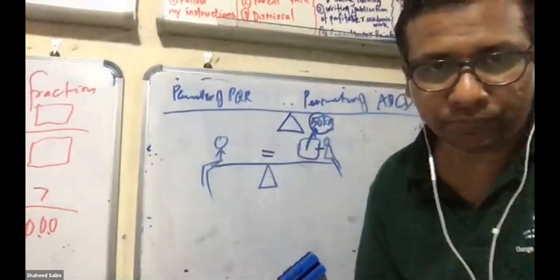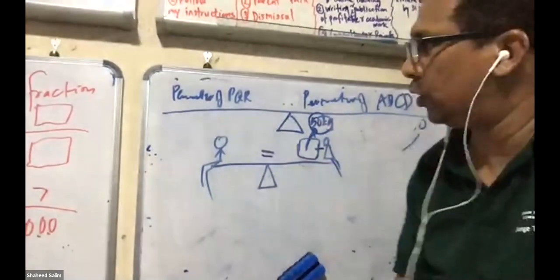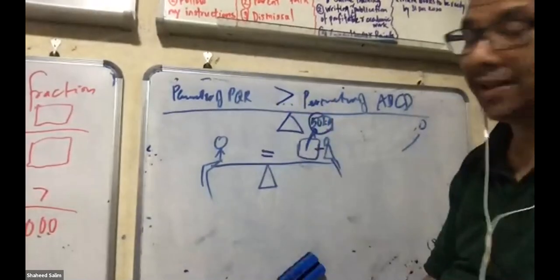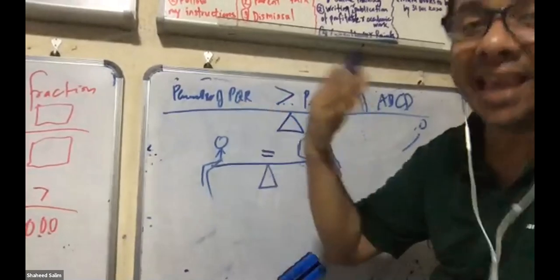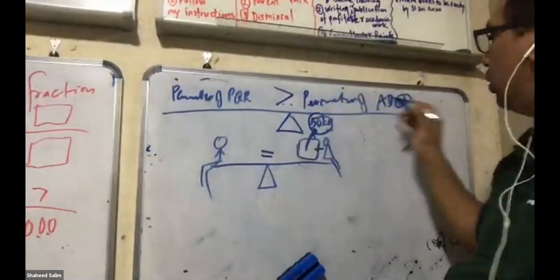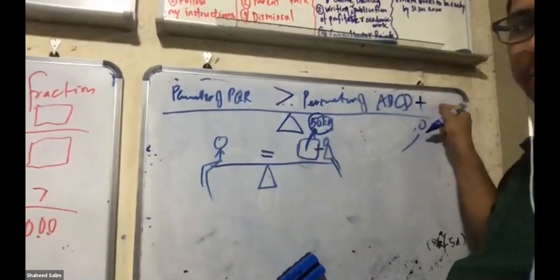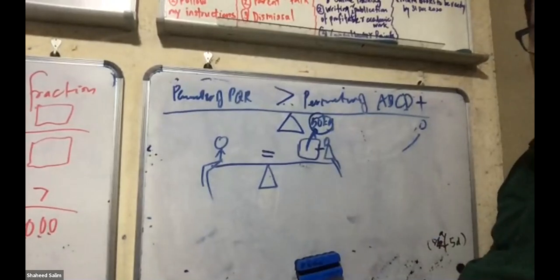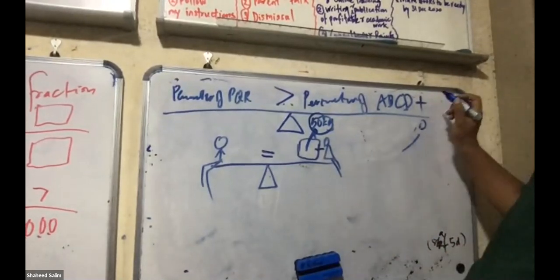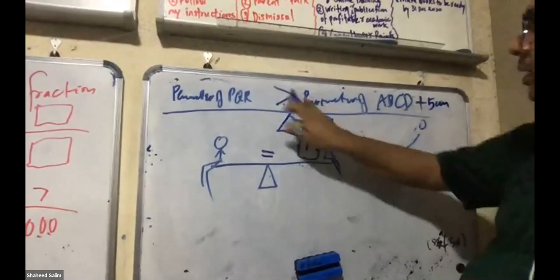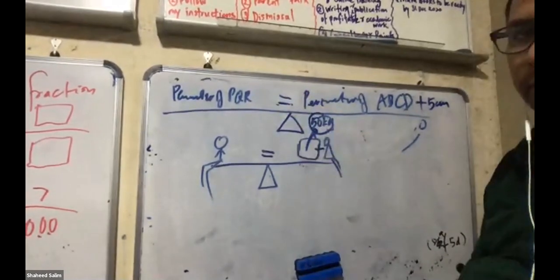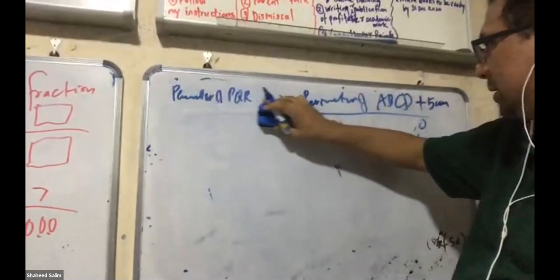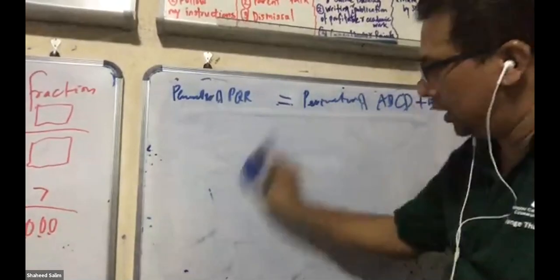Now let us look at this equation. The perimeter of PQR is greater than the perimeter of ABCD. Greater than, more, as if it's heavier or longer. You want it to be equal, so you have to add down here. What must you add over here? Look at the question. What must you add? 5 cm. You add 5 cm, then it will be equal.